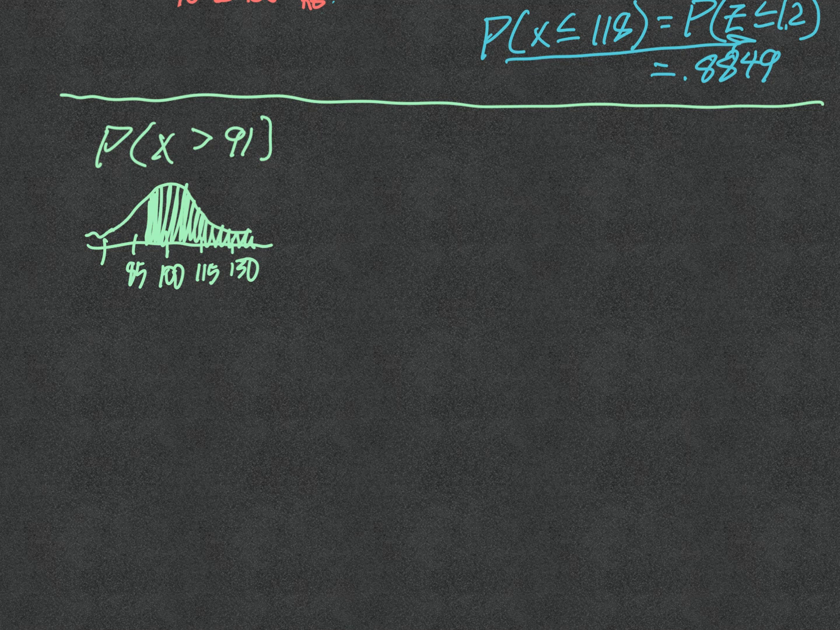Now, this means, because it's a greater than probability, I want to take the complement of that. So I want to do 1 minus the probability that x is less than or equal to 91, and then I will subtract off this area from 1, and that'll give me the green area. Okay, so this is the proper problem format.